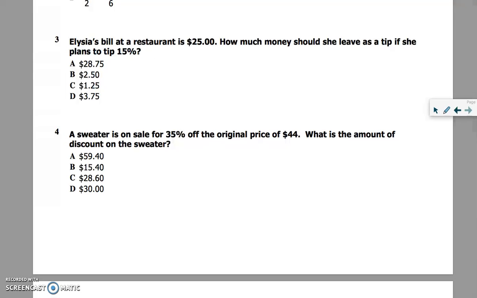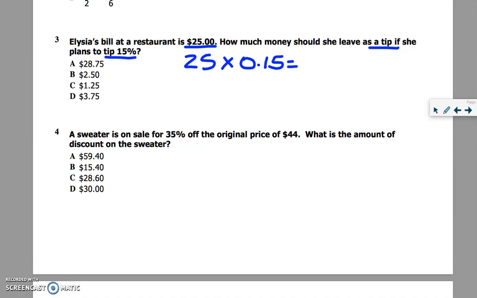Alicia's bill at a restaurant is $25. How much money would she need to leave as a tip if she plans to tip 15%? All we're interested in is how much tip. So that 15% is our tip rate. Rates are always expressed as a percentage. Once we calculate the tip rate, we multiply 25 times the tip rate of 15%, which we would express as a decimal, unless you know how to convert it in the calculator, which I showed you in my class.